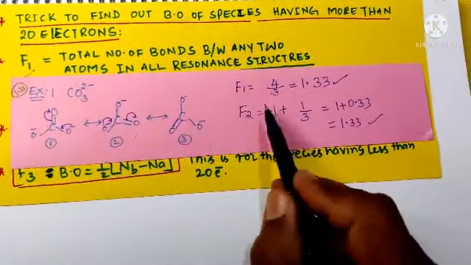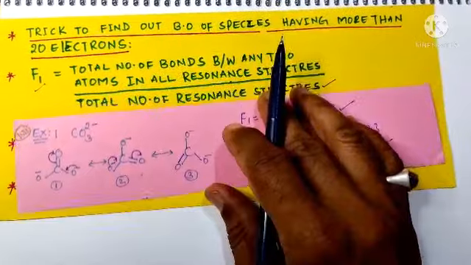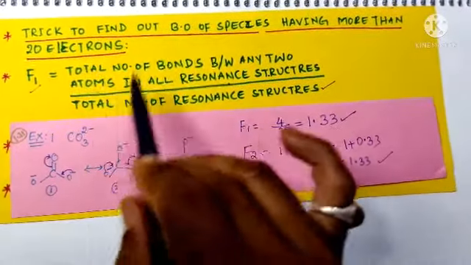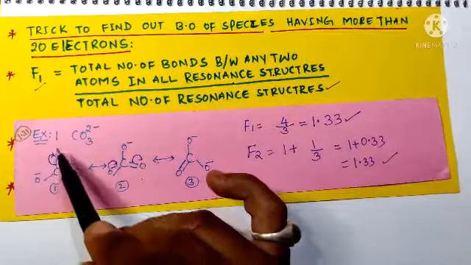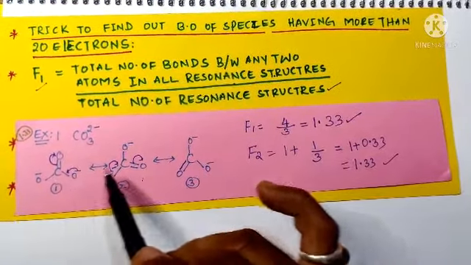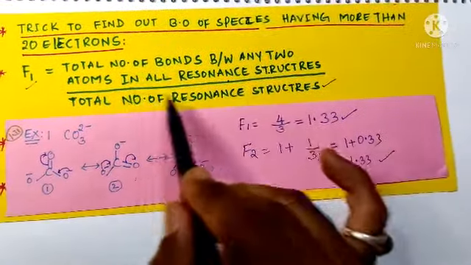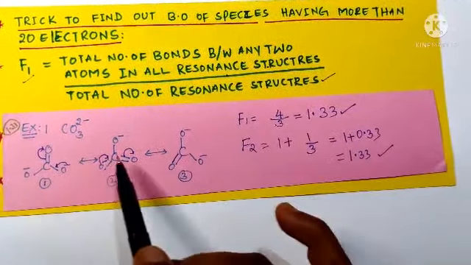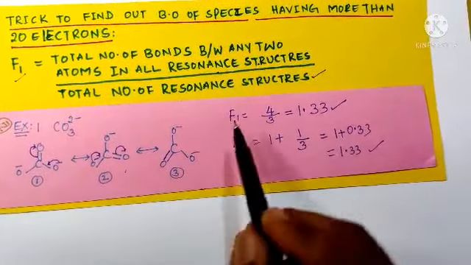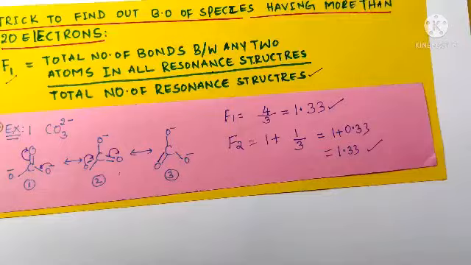For formula 1, we take the total number of bonds between any two atoms in all resonating structures. Here in this species, 1, 2, 3, 4 are there. In all the resonating structures, these are common, 4 are there. That's why F1 is 4 by 3, that is 1.33, students.